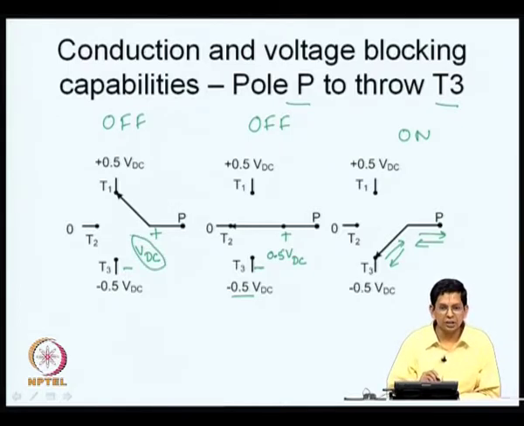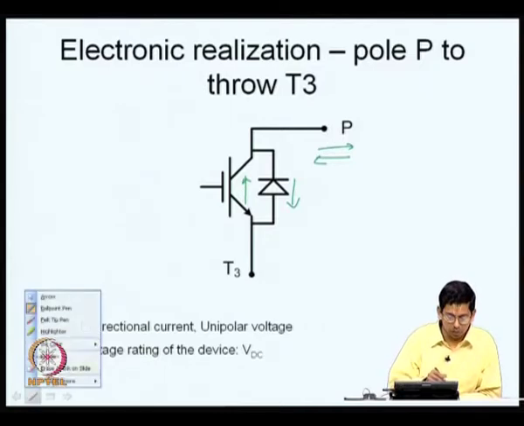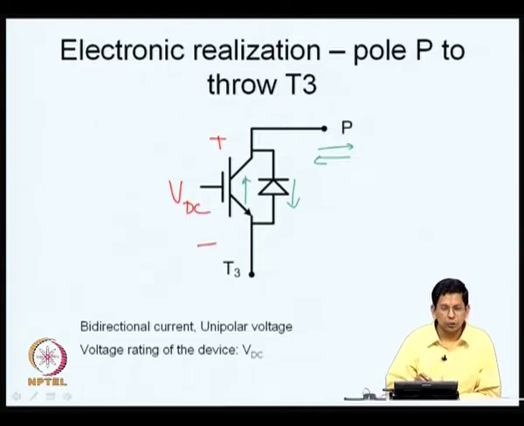So, what you need is a set of switches which are capable of conducting in both the directions between P and T3, and when they are in the off state, it should be capable of blocking a potential equal to VDC. So, this is what we might need, quite similar to what we got before. If it is conducting, these can conduct in these two directions. If it is blocking, it can block a potential like this. So, it is bidirectional current and unipolar voltage, and the voltage rating required is VDC. Right. Now, let us move on.